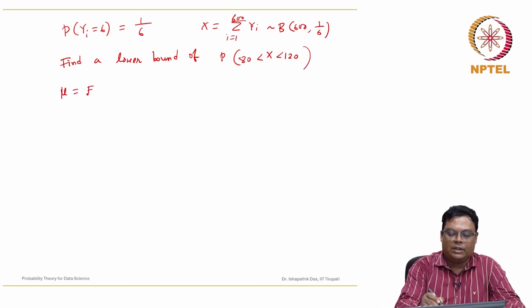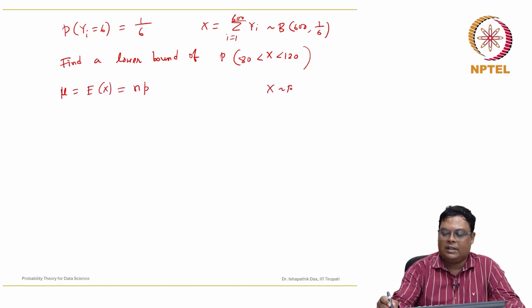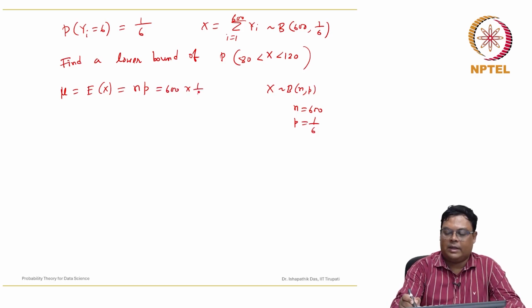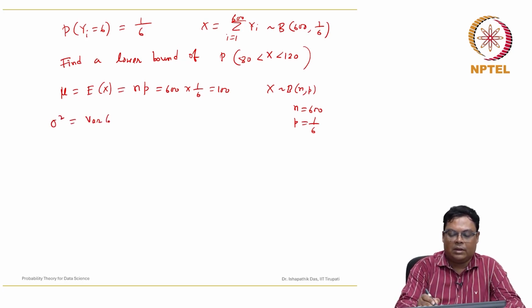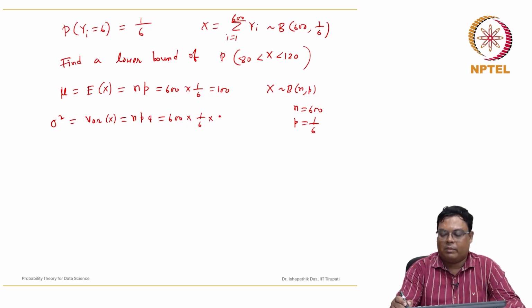So let us denote the expected value of x by mu. For the binomial case, this is np, where n is 600 and p is 1 by 6. So this is 600 into 1 by 6, which is equal to 100. Then what is the variance, sigma square? The variance of x is npq. So this is 600 into 1 by 6 into q, which is 1 minus p, so 1 minus 1 by 6, which is 5 by 6.